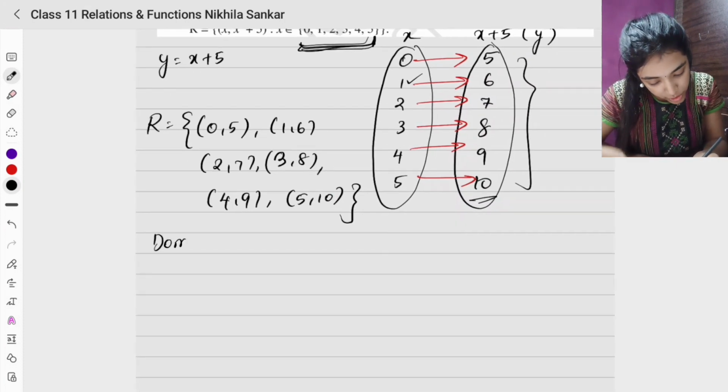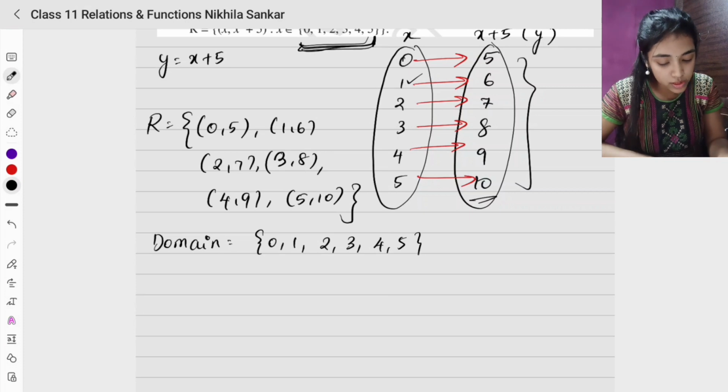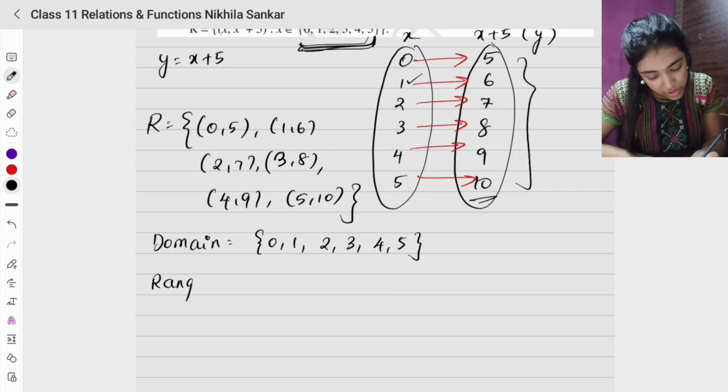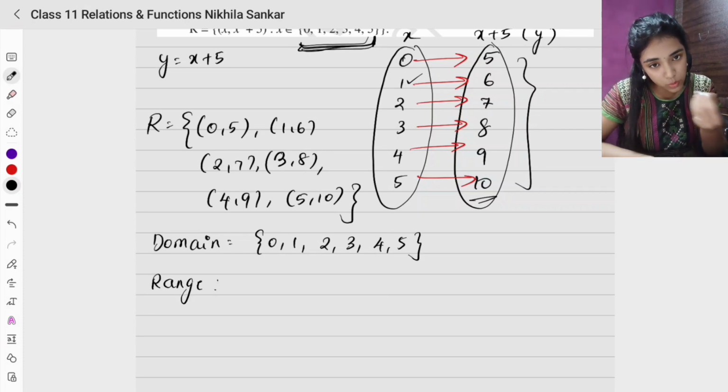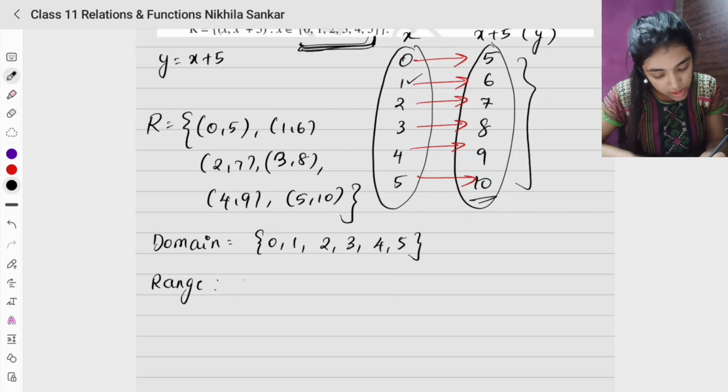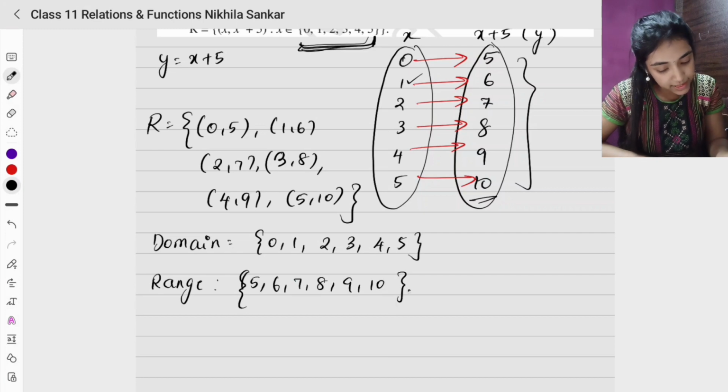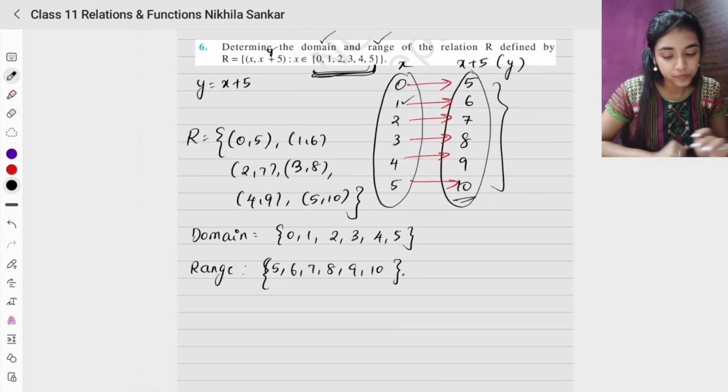So domain is going to be 0, 1, 2, 3, 4, 5. And what is your range? Range is going to be all the permissible values in the y coordinate that are in the relation. Okay, so the range is going to be, in curly brackets, 5, 6, 7, 8, 9, 10. Okay, please copy.